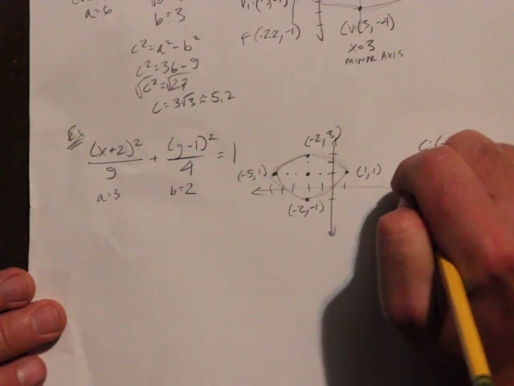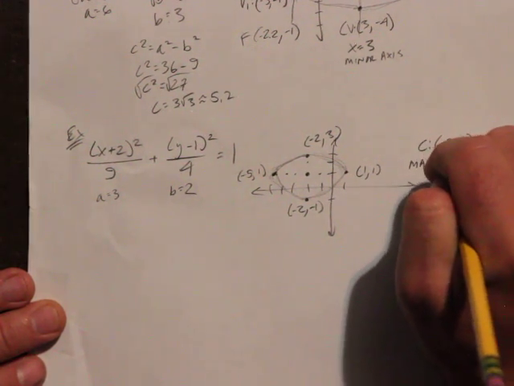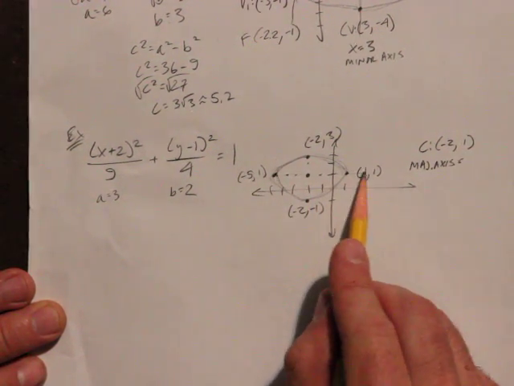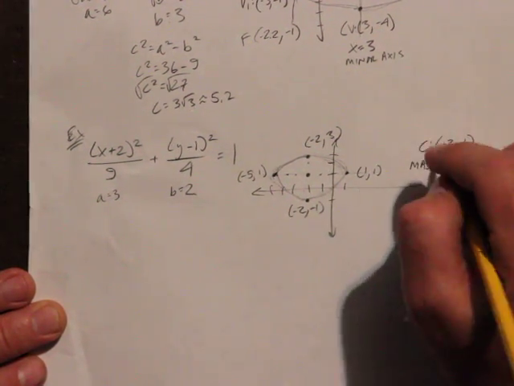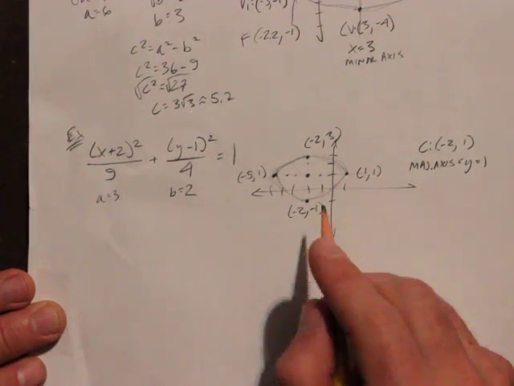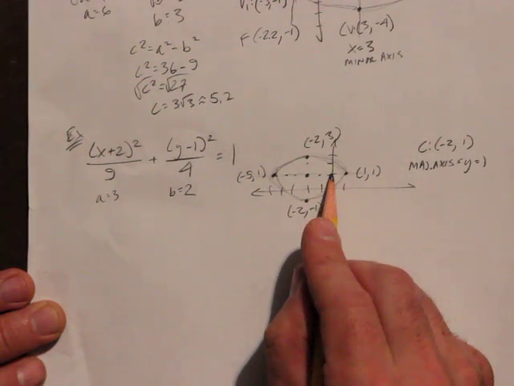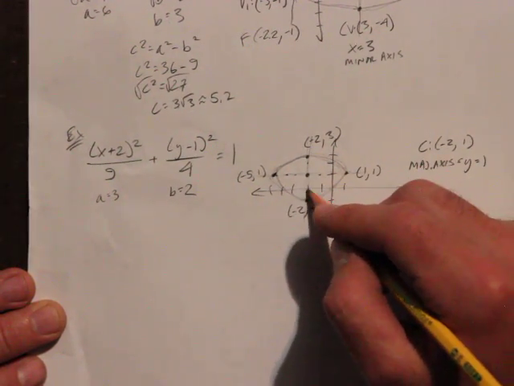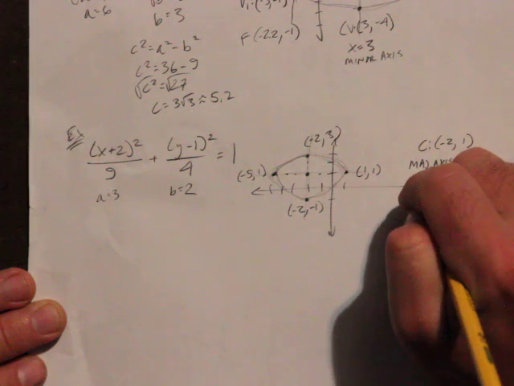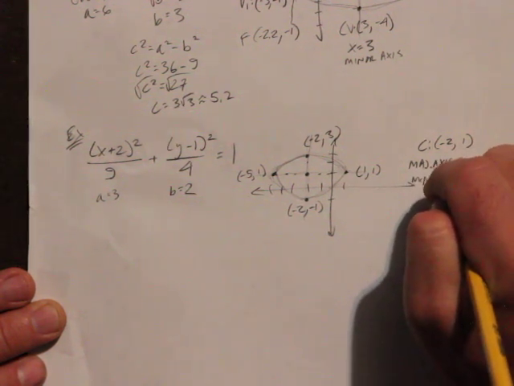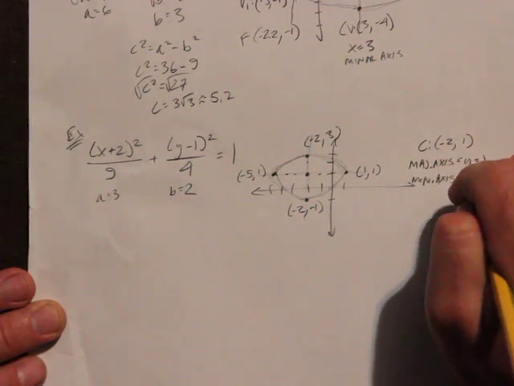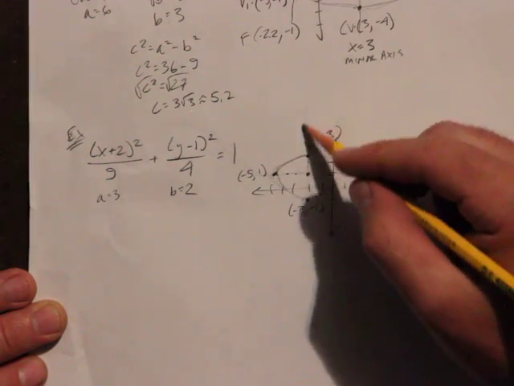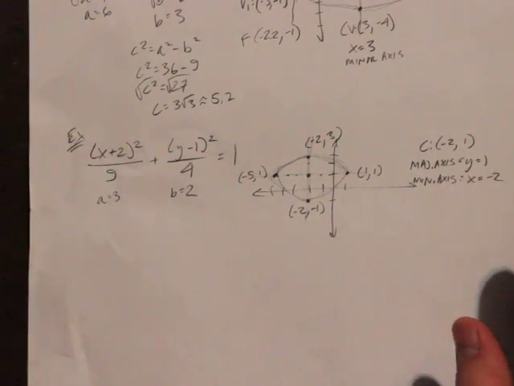My major axis is the longer one here, so that's y equals 1. Goes right through here, right through 1. My minor axis right here is x equals -2. Notice how I am writing them in the form of a line, x equals -2, because it is a line that goes through there. There's my axis.